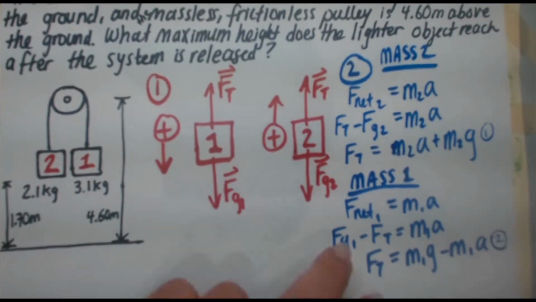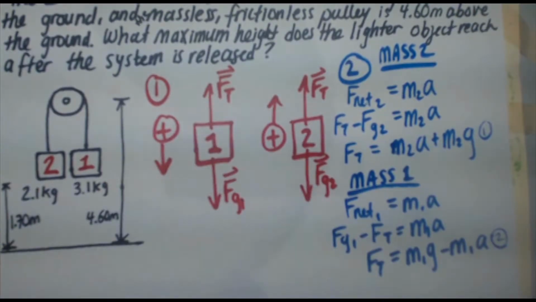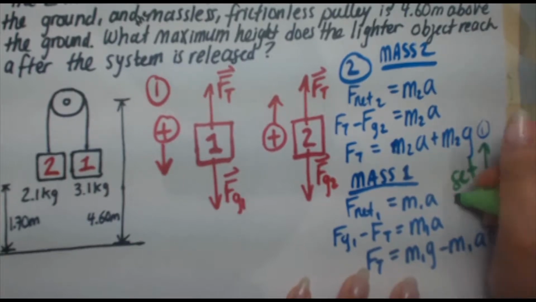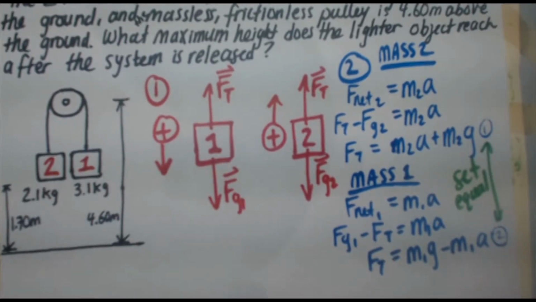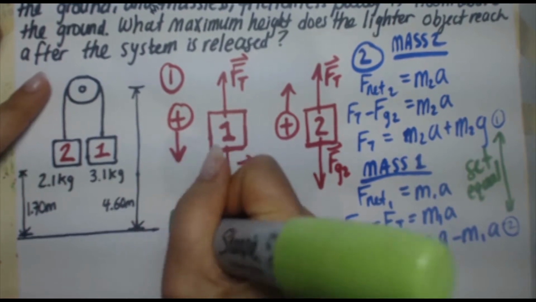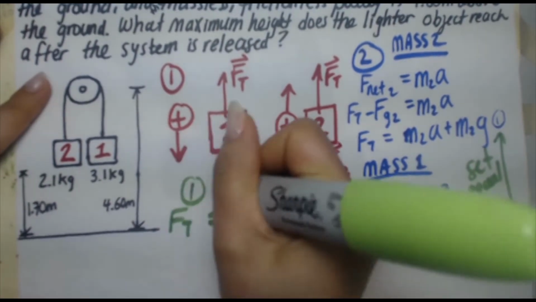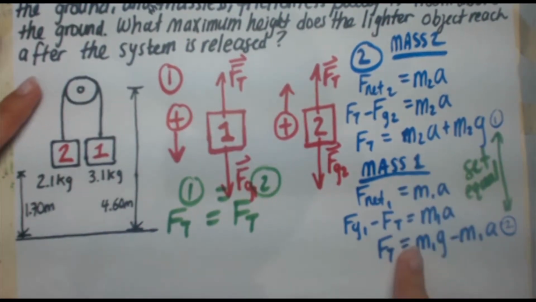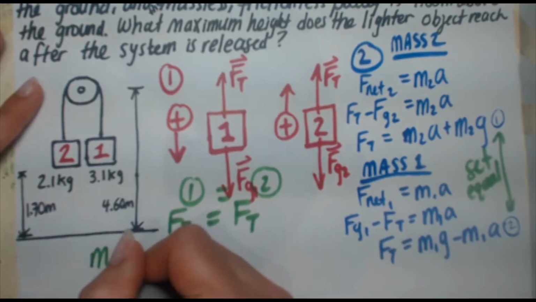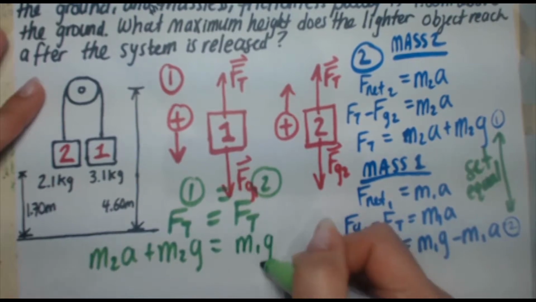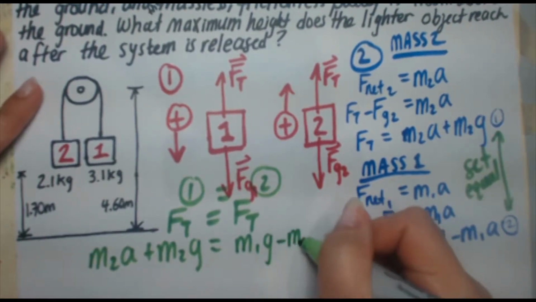Now we've got two equations solved for Ft. So I'm going to set these two equations equal to each other. And I'm going to try to find out what the acceleration is. So let's do that here. Ft equals Ft. That's equation 1 being set equal to equation 2. Okay, so if we set these two equations equal to each other, next step, m2a plus m2g is equal to m1g minus m1a.